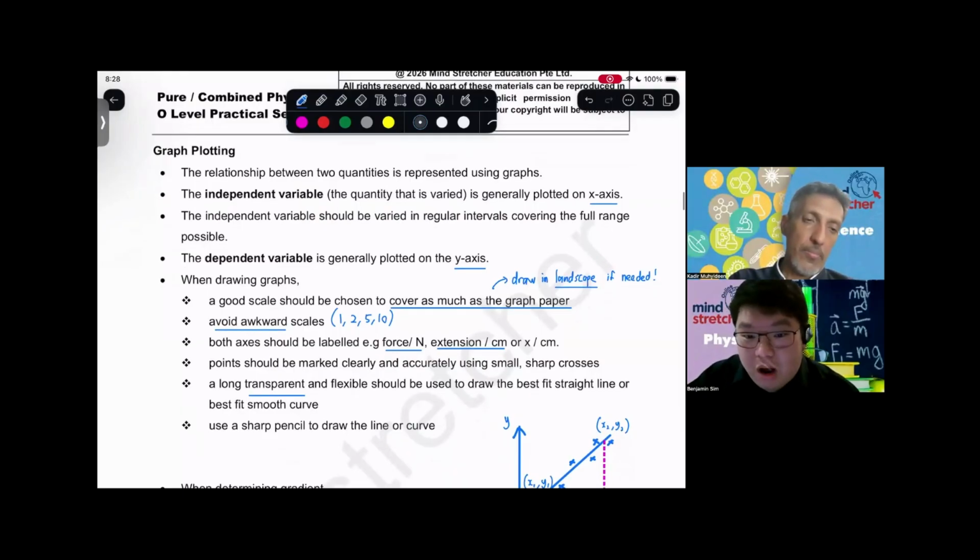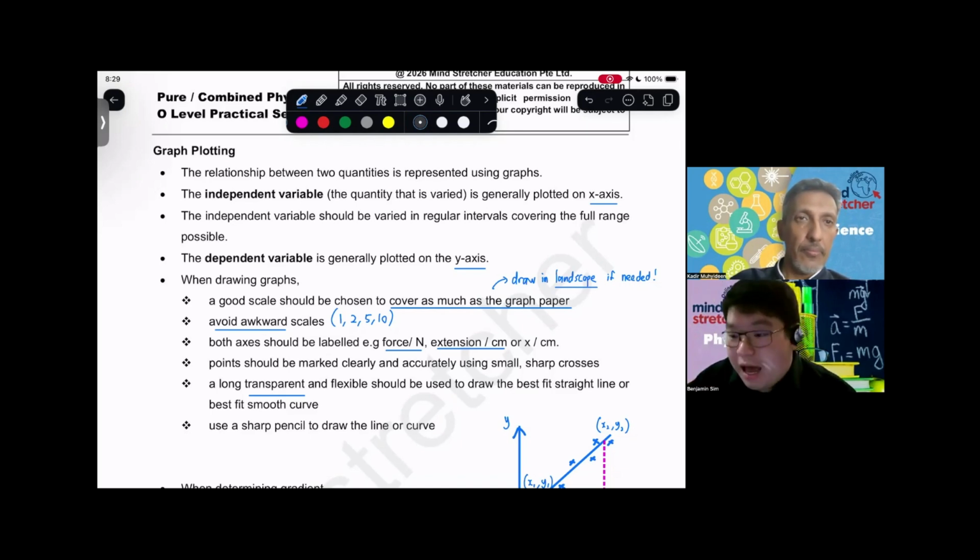When we do our graph plotting, remember that graph plotting is always about studying the relationship between one quantity versus another. There are always going to be two quantities that we will talk about, which are the independent variable and the dependent variable. Your independent variable will always be plotted on the x-axis, which is the horizontal axis. It will always be on the x-axis, never ever on the y-axis.